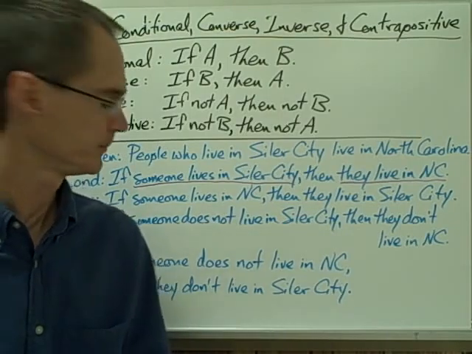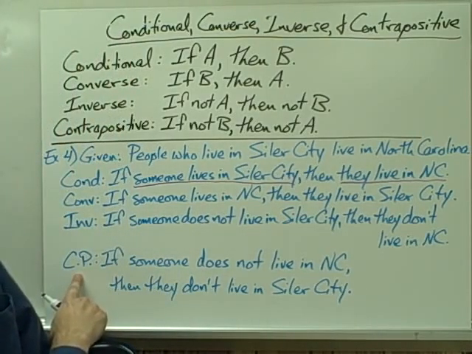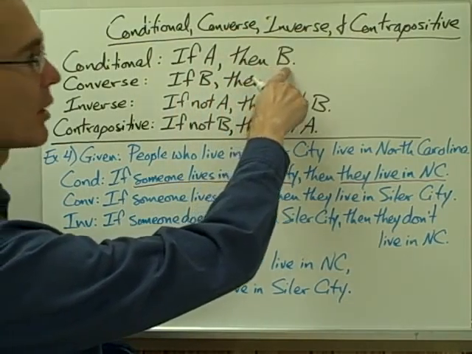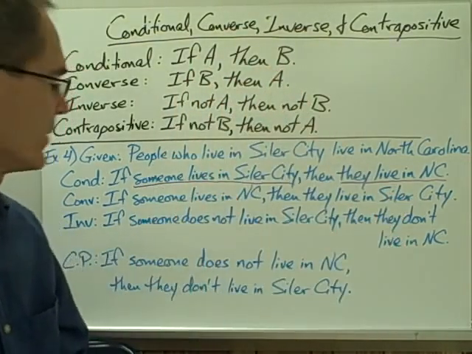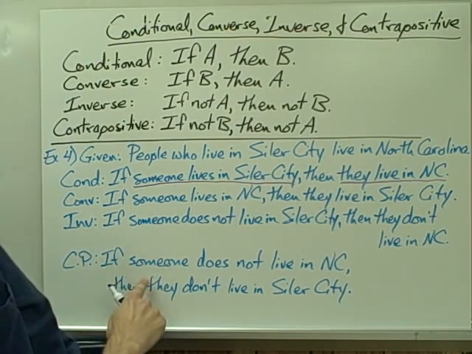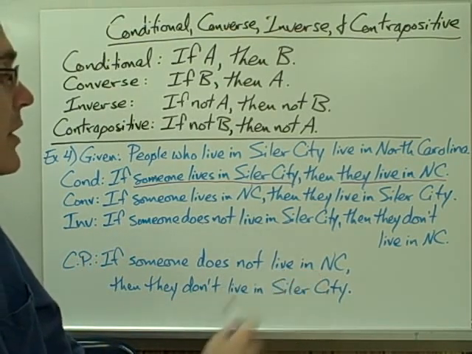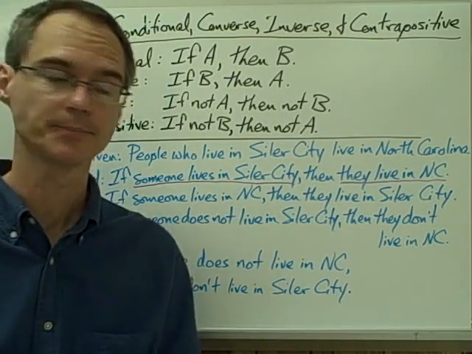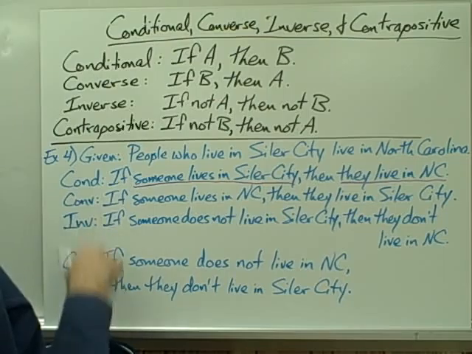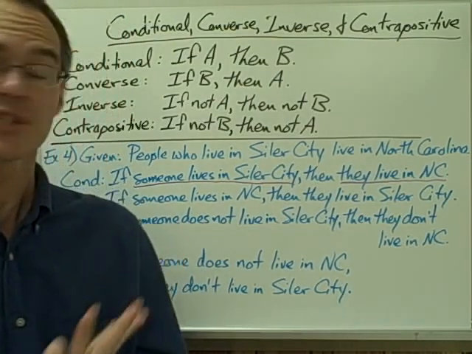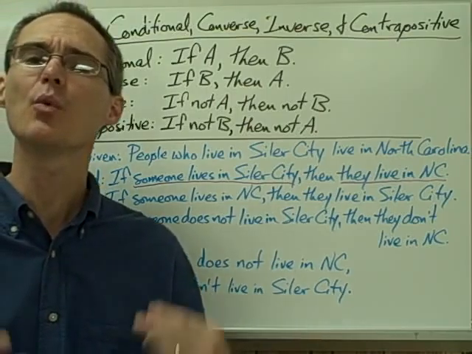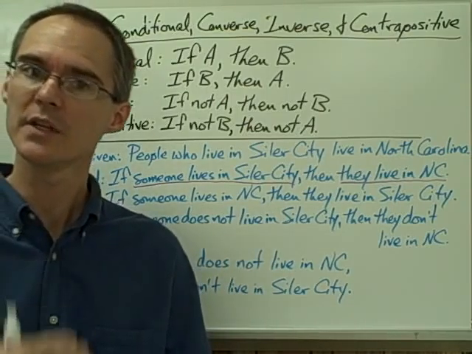That's our inverse. To write the contrapositive, we take the negation of our original hypothesis and the negation of our original conclusion, and swap them. So that gives us: if someone does not live in North Carolina, then they don't live in Siler City. Now, once we've written each of our 4 statements, the conditional, converse, inverse, and contrapositive, we often want to determine the truth value of each one of these statements.